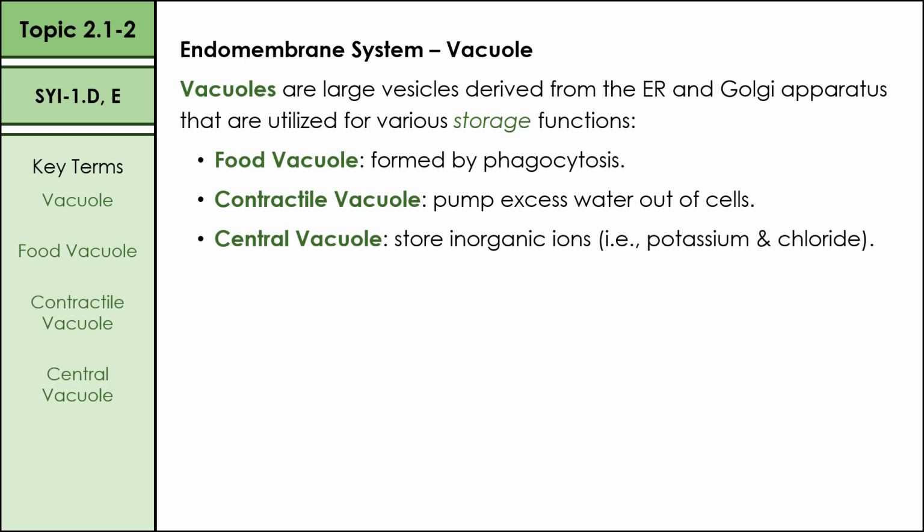They can act as contractile vacuoles, so they can be used to pump water in and out of cells, partially by controlling the osmotic pressure, which we'll talk about in the next video, within that vacuole region. And they can be storage vacuoles or central vacuoles that are used to store all of our inorganic ions like potassium and chlorine.